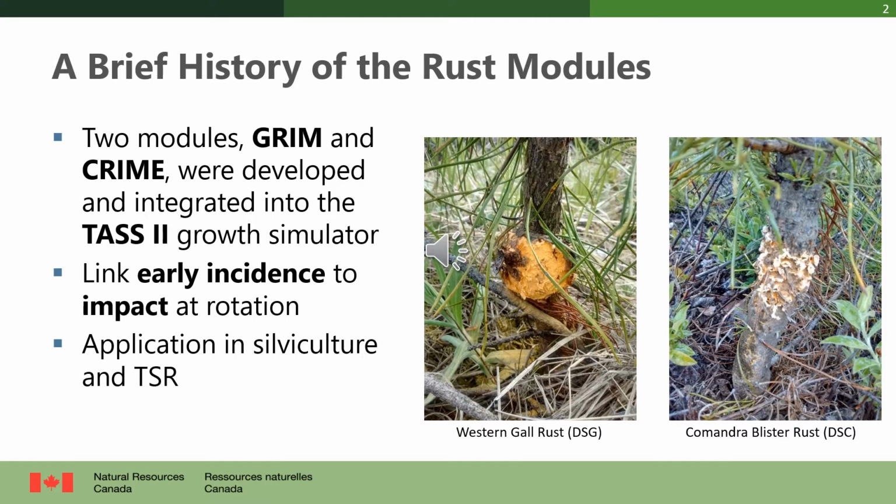The two models are called GRIM for Western Gall Rust and Crime for Commander Blister Rust. These rusts infect hard pines, and within the province of BC, they are generally found on lodgepole pine. In areas of the province where these two rusts are prevalent, there is concern that they could have impact on harvest volumes.